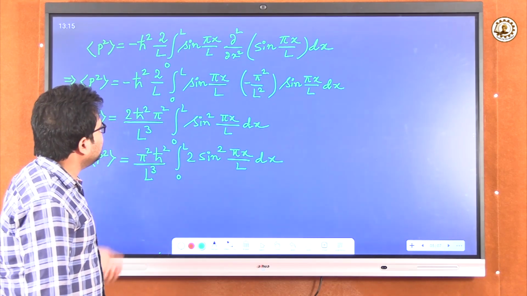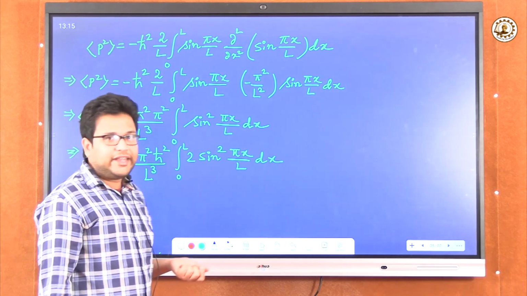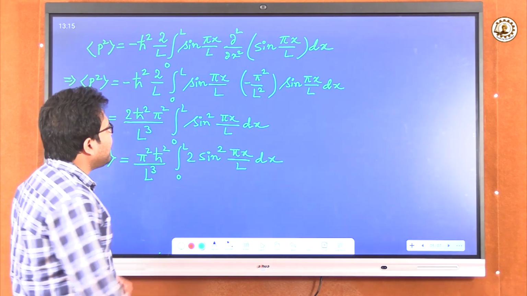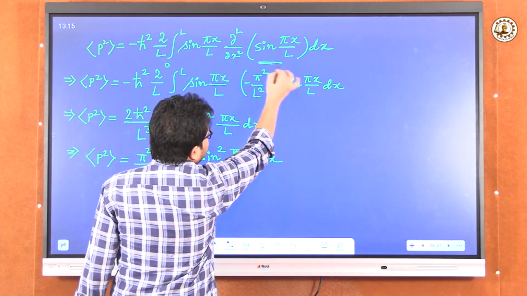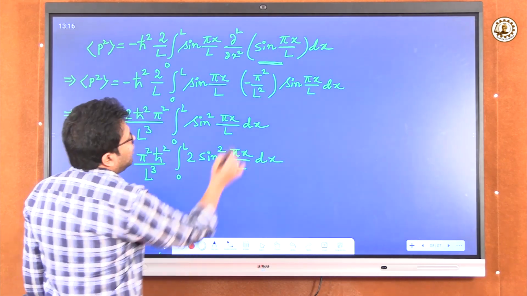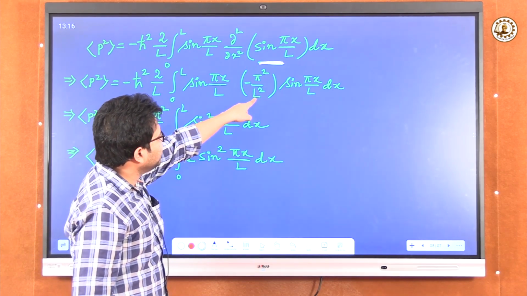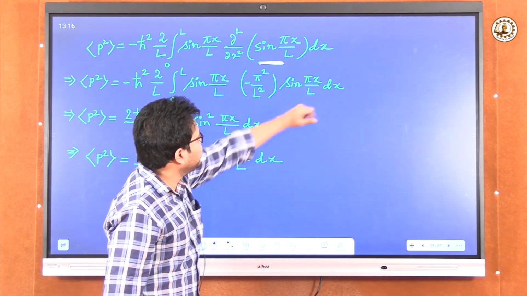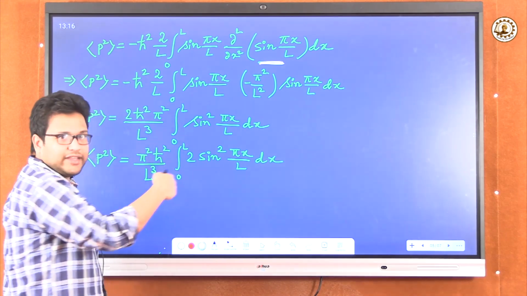So we all know that if we take the second order partial derivative on sin x, we will have minus sin x, right? So after taking the second order partial derivative with respect to x on this sine term, we have minus pi square by L square. It is a constant, it is taken out, and the function is sin pi x by L. So this minus sign and this minus sign will cancel out in the next line.